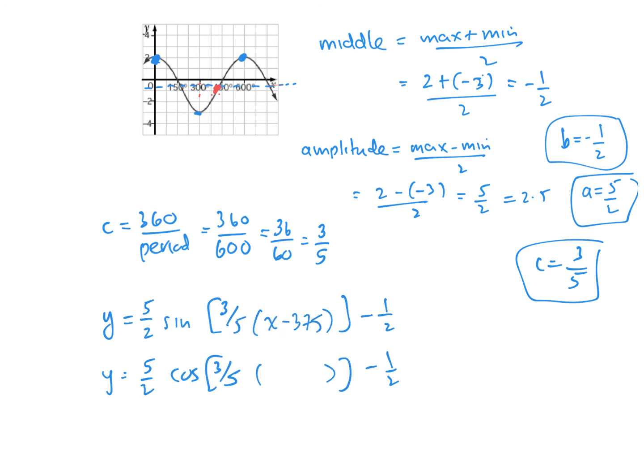Cosine starts where it is. So cosine, we don't need a vertical shift. So let's just erase this. So cosine starts at the top. That's where this graph starts. So we don't need a shift for cosine.